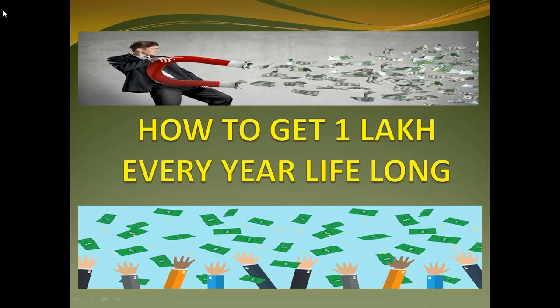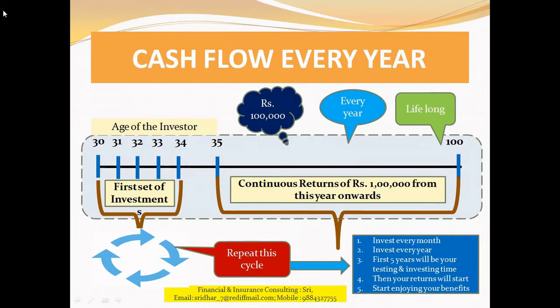Now, in this particular PPT, I'm going to tell you how a very small amount, if invested consistently and continuously for a period of say 5 years, will get you 1 lakh. And mind you, if you keep investing continuously in the first, second, third, fourth and fifth year, you will start getting 1 lakh every year from the sixth year. Sounds amazing, isn't it? Let us go into the topic right away.